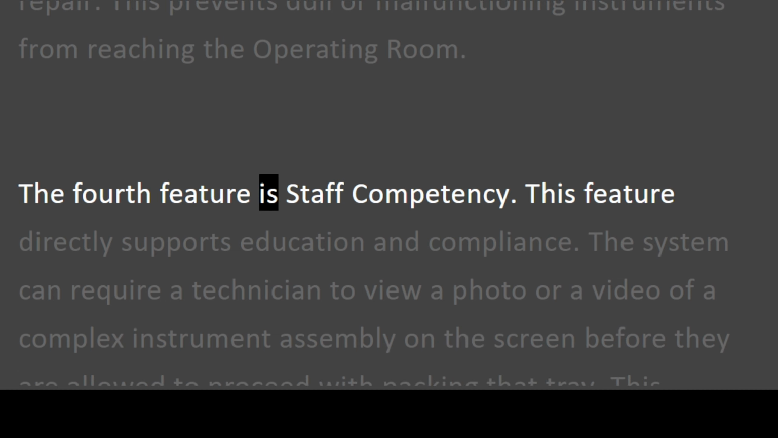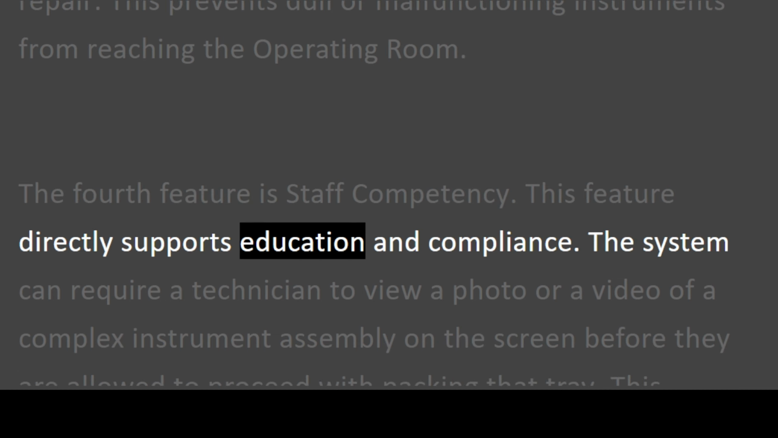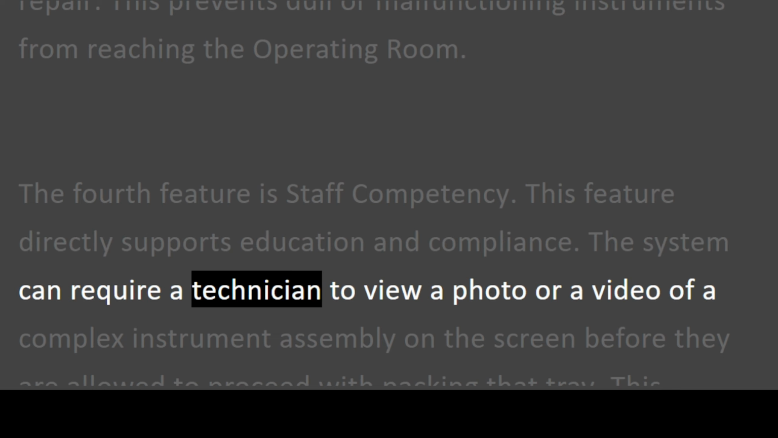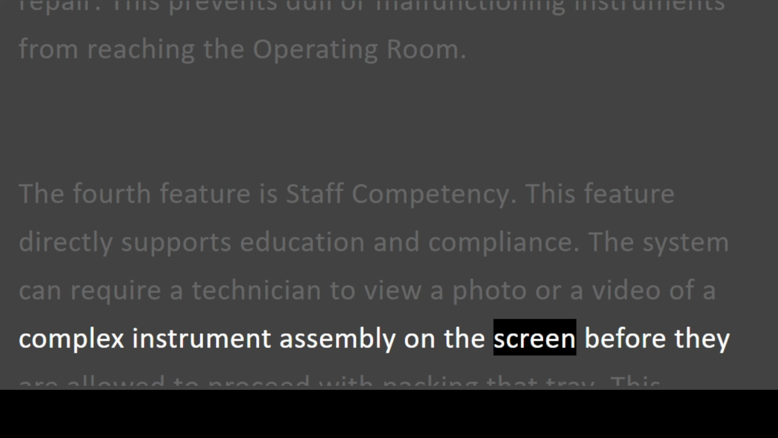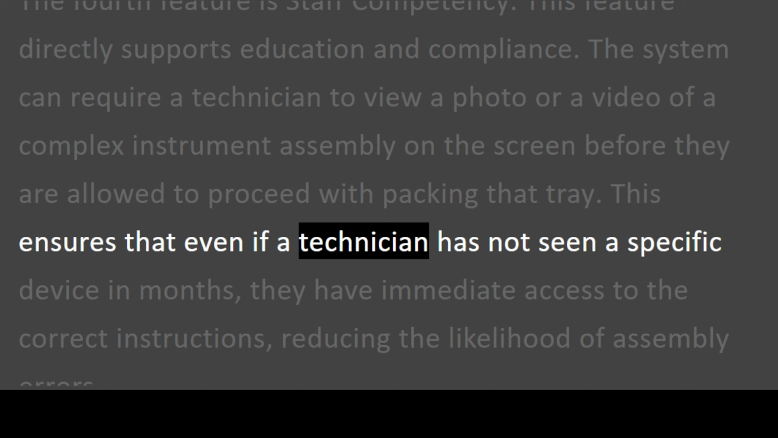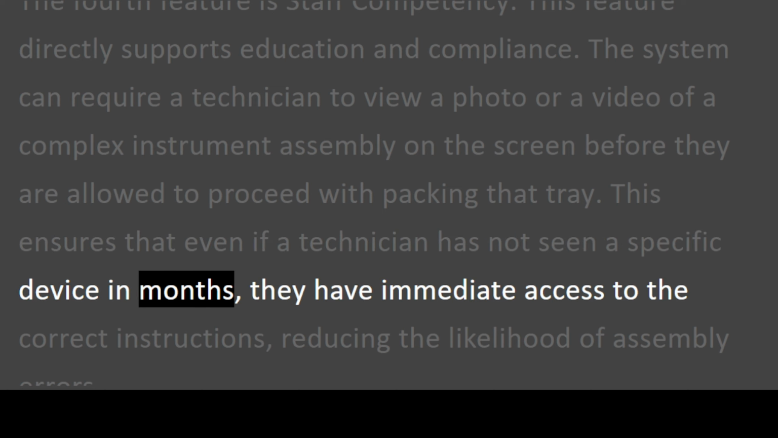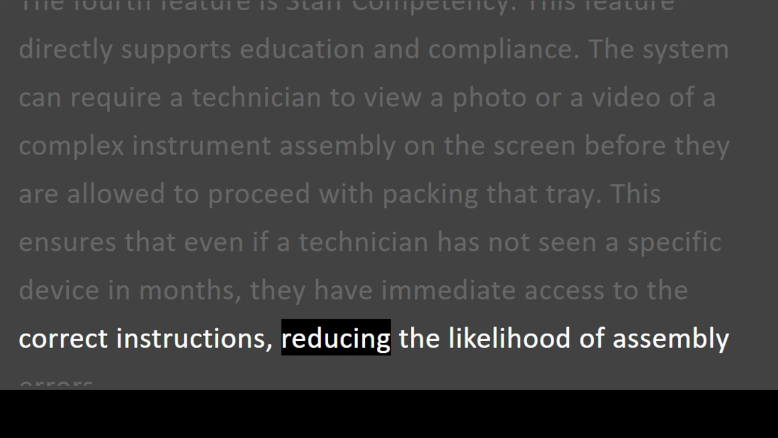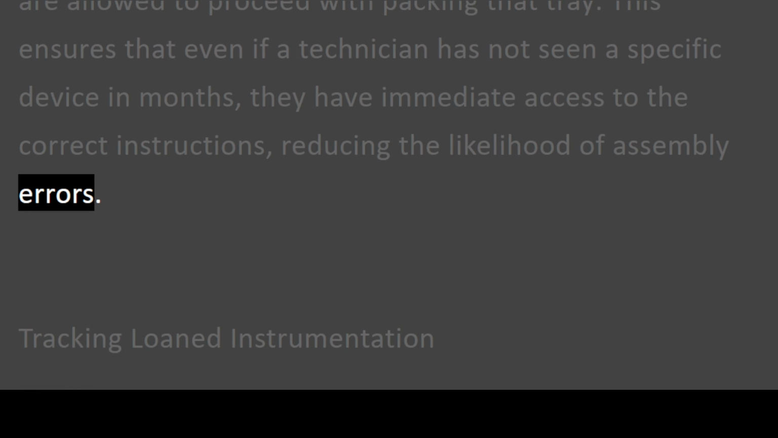The fourth feature is staff competency. This feature directly supports education and compliance. The system can require a technician to view a photo or a video of a complex instrument assembly on the screen before they are allowed to proceed with packing that tray. This ensures that even if a technician has not seen a specific device in months, they have immediate access to the correct instructions, reducing the likelihood of assembly errors.